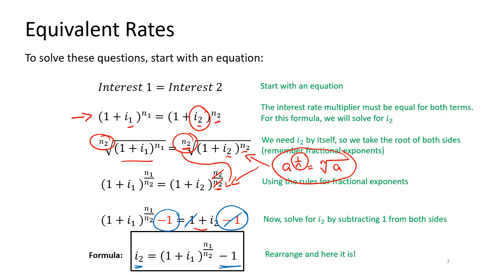You see again here we have a minus 1. Just like we did in effective interest rates, we have to subtract that value of 1 off, so we get just the interest rate.